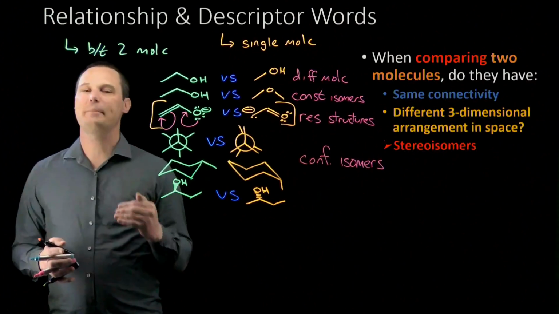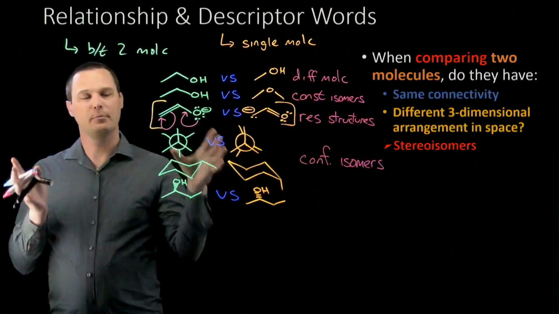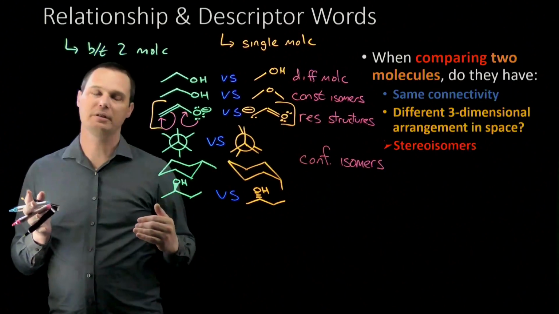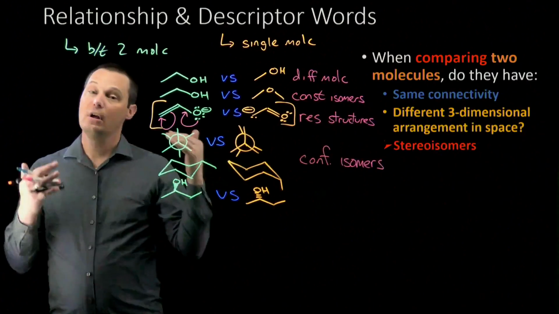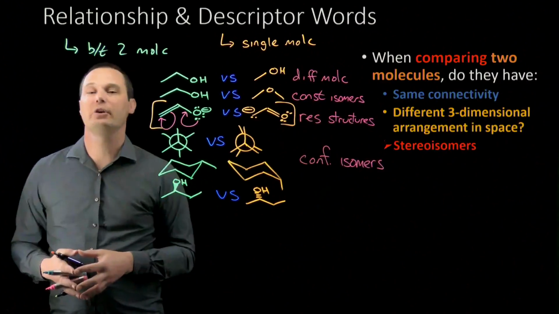But we never stop at stereoisomers. Stereoisomers is an umbrella term, and there are different kinds of stereoisomers. If we find ourselves in this situation, we should not write stereoisomer as our answer. We should look further and look at what kind of stereoisomer it is.